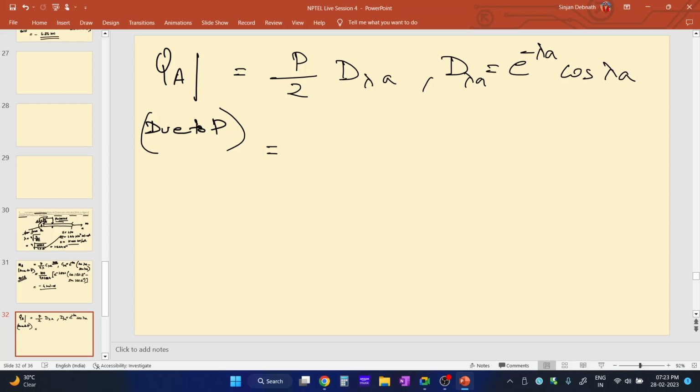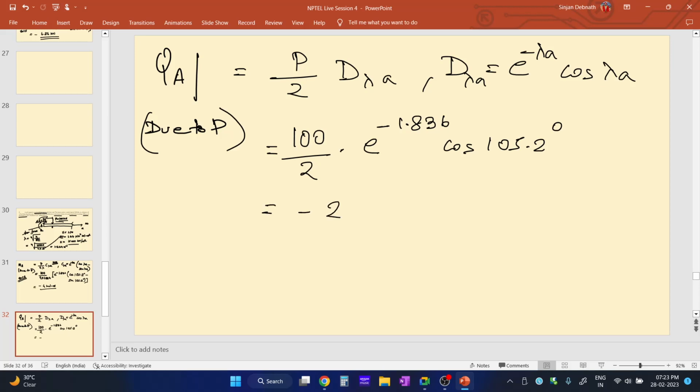So that means it will be P by 2, means 100 by 2, d lambda A means e to the power minus lambda 1.836, cos of lambda A in terms of degrees is 105.2 degrees. Now if you solve this, you will get QA will be equal to minus 2.1 kilonewton. The shear force due to P, only P.